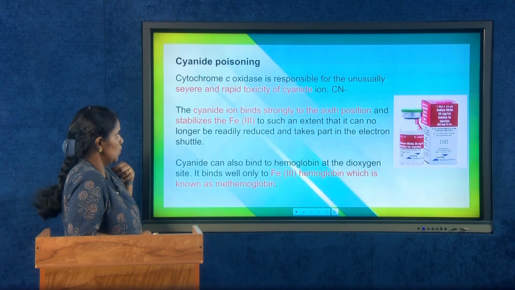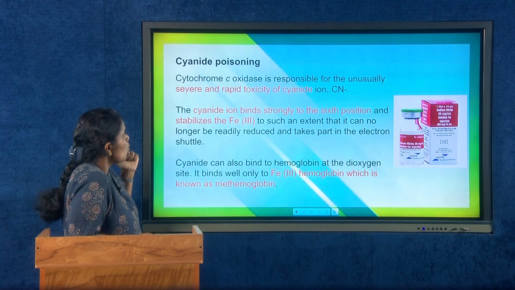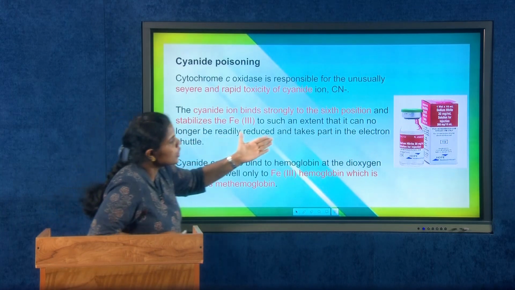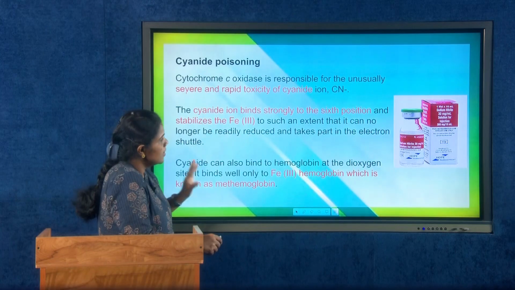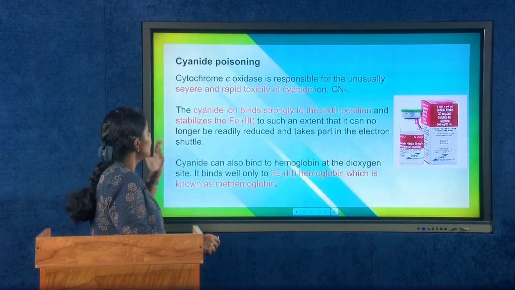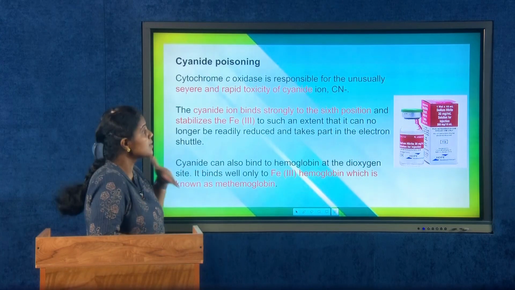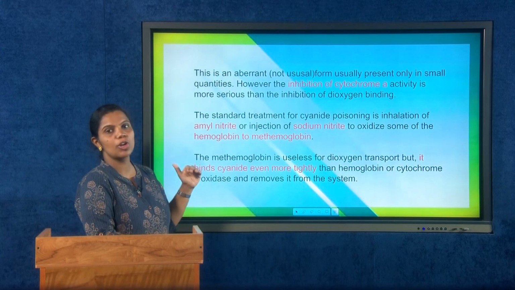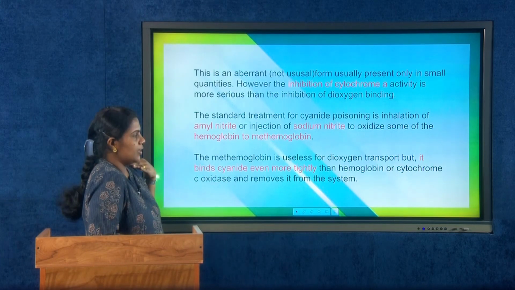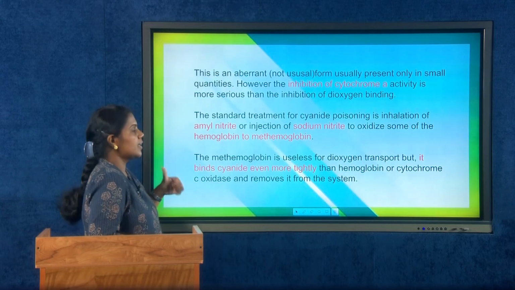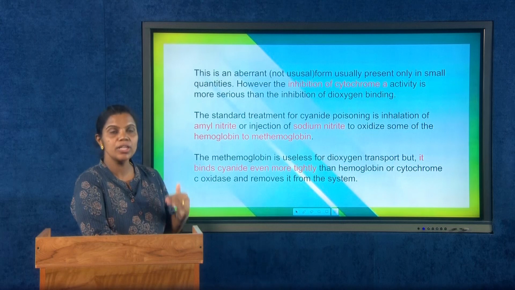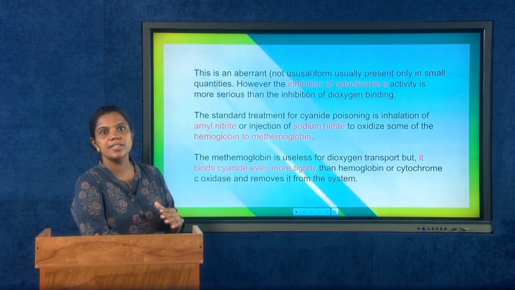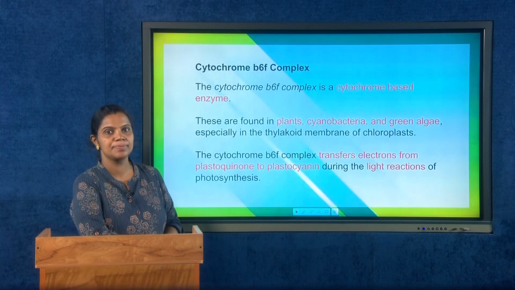But when it comes to cytochrome c oxidase, cyanide will bind at the 6th position and it will stabilize the iron 3 so that it does not take part in the further electron shuttle. So, this is more common to occur and even more severe and dangerous than hemoglobin poisoning. It is so severe that when cyanide ion binds with cytochrome c oxidase, there is stoppage of the electron shuttle mechanism and it causes severe cyanide poisoning.